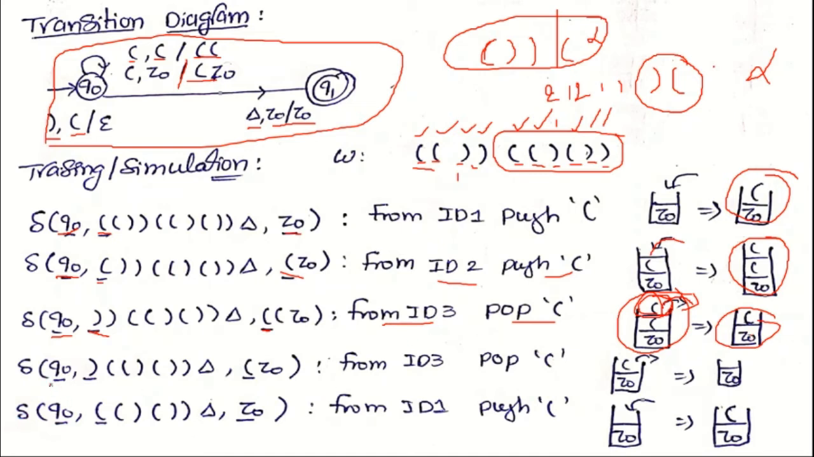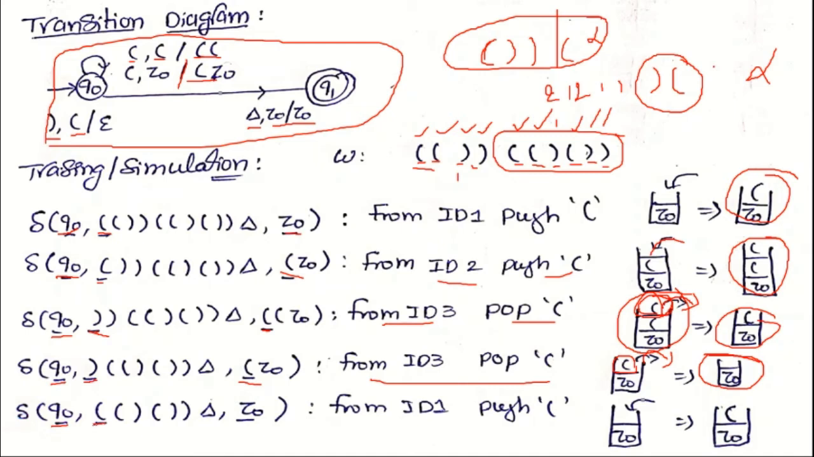Now the current state is q naught and the input symbol is closed parenthesis, and the top of the stack is open parenthesis. Based on ID3 we perform the pop operation. That means this open parenthesis will be popped from the stack. Then after performing the stack operation, this is the stack configuration. Now we go to the next state, Q0.